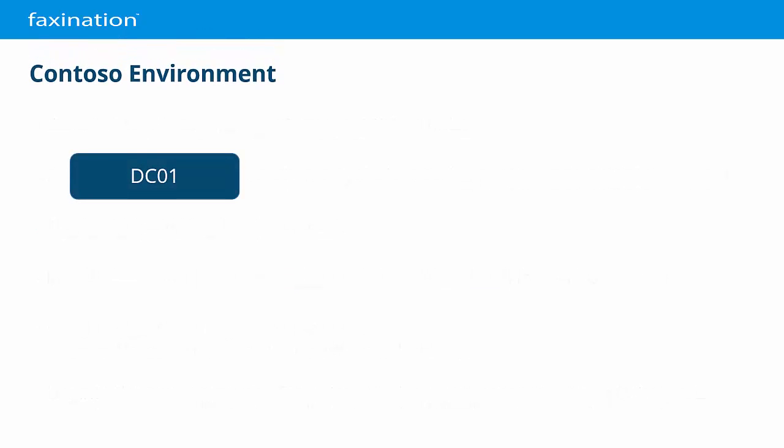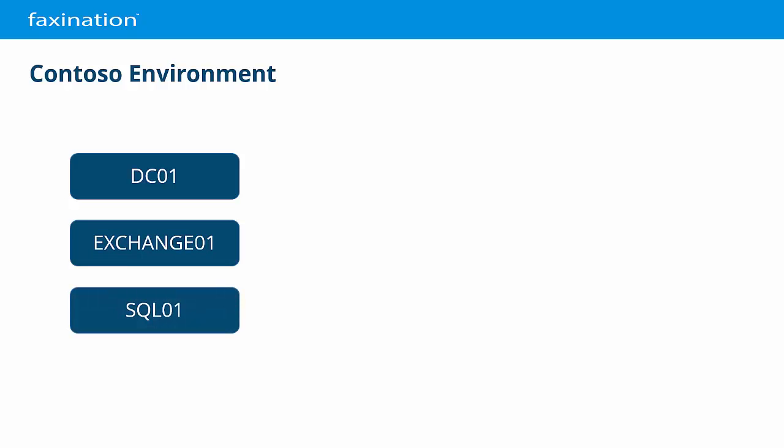A quick look at our Contoso demo environment. DC01 was our first domain controller and created the Active Directory for us. Exchange01 is an on-premise installation of Exchange Server 2013. SQL01 is a high availability SQL cluster in the environment. In this case, it's SQL Server 2012, but it can be just about any modern version of SQL.